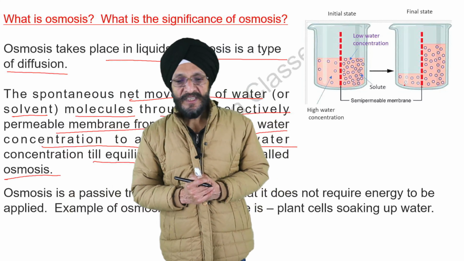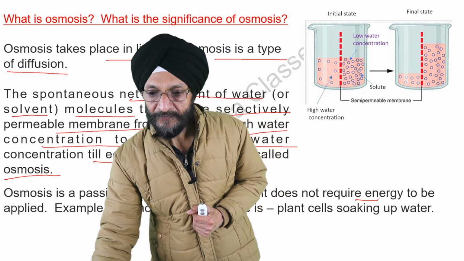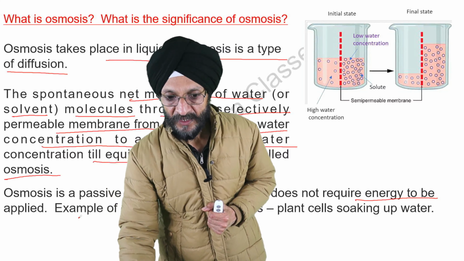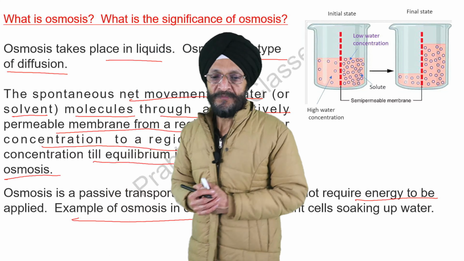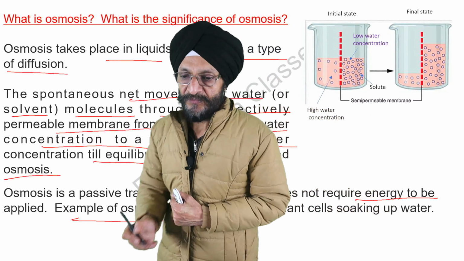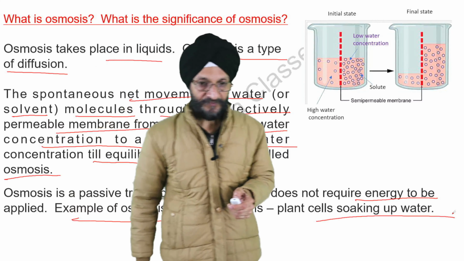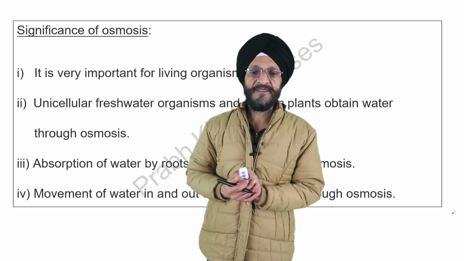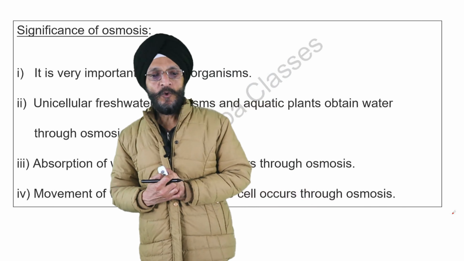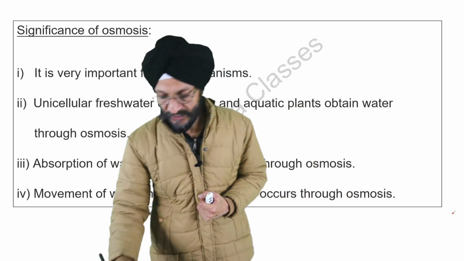Osmosis is a passive transport. It does not require energy to be applied. Examples of osmosis in our daily life is plant cells soaking up water. Now, what is the significance of osmosis? Osmosis is very important for living organisms.